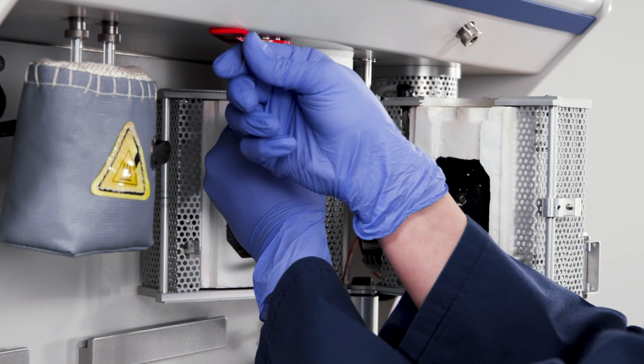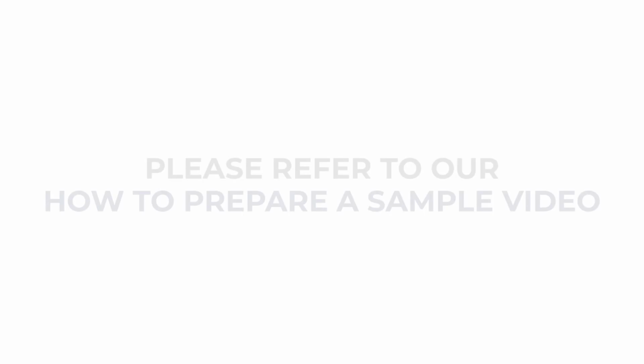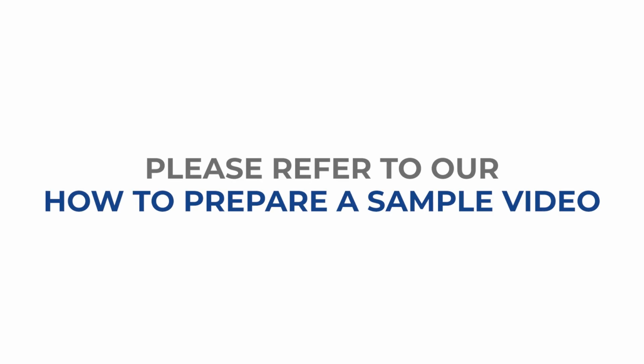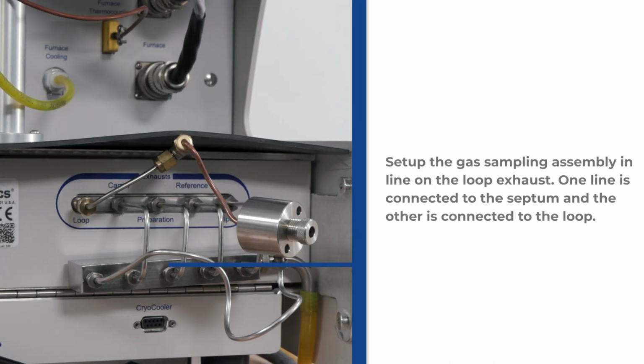Next, load an empty sample tube on the instrument. For a more detailed demonstration, please refer to How to Prepare a Sample for the AutoChem 3 video. Set up the gas sampling assembly in line on the loop exhaust. Please note that one line is connected to the septum and the other is connected to the loop of the instrument. The gas sampling assembly is used to manually draw a known volume of gas using the calibration syringe.